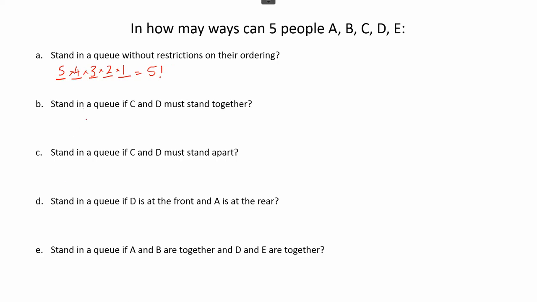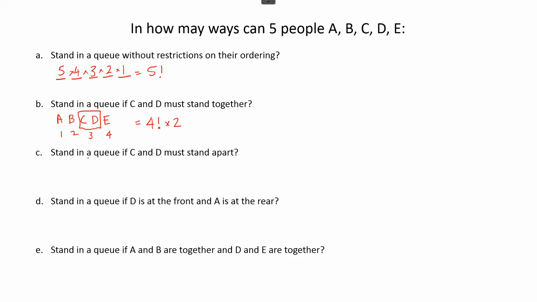The next part, how many ways can they stand in a queue if C and D must stand together? So what we do is we'll list the people A, B, C, D and E. And if C and D must stand together, well, really, we'll tie them together and treat them as one object. Now all we have are just 1, 2, 3, 4 objects that we want to arrange in a line. And we know that we can do that in 4 factorial ways. But then we've also got to consider the fact that C and D could be rearranged in 2 factorial or 2 ways. So we have to multiply this answer by 2 factorial.